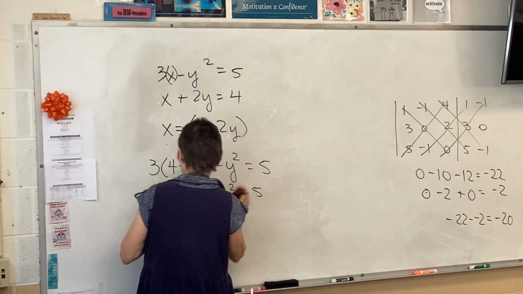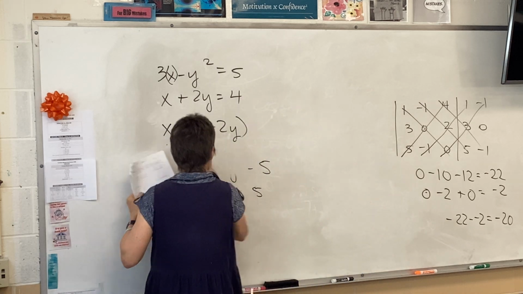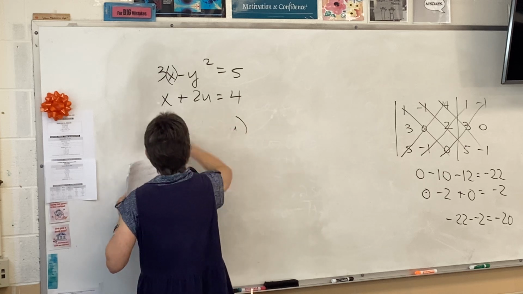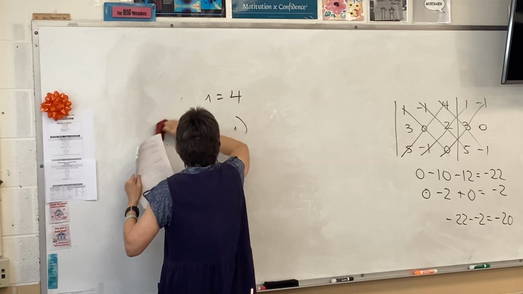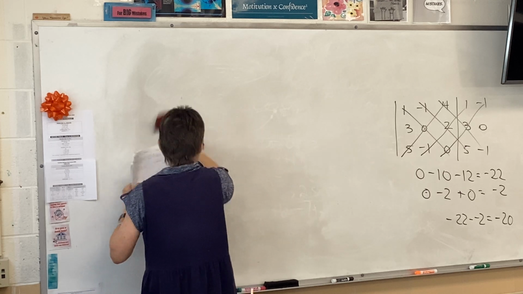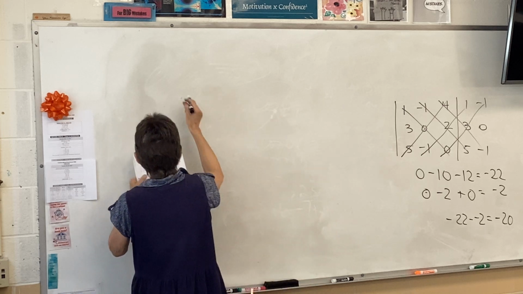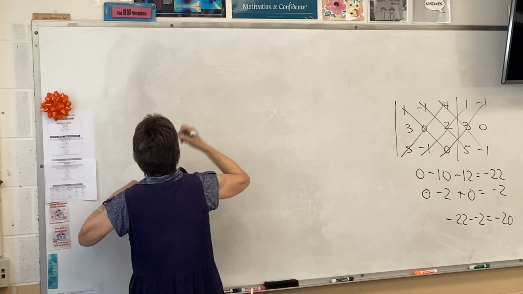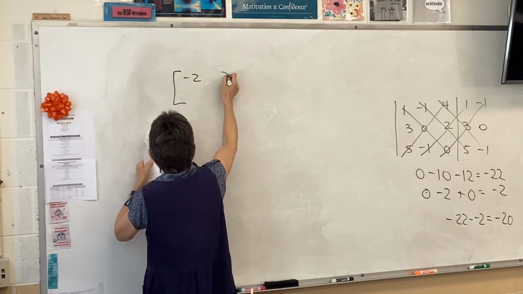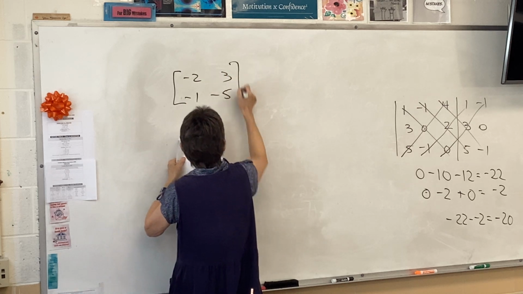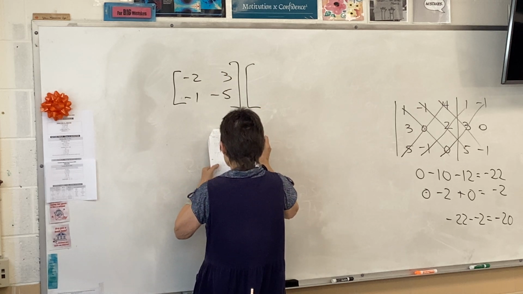Alright, so we're doing a number 2. We're doing a matrix multiplication. And what we are multiplying is -2, 3, -1, -5 times.